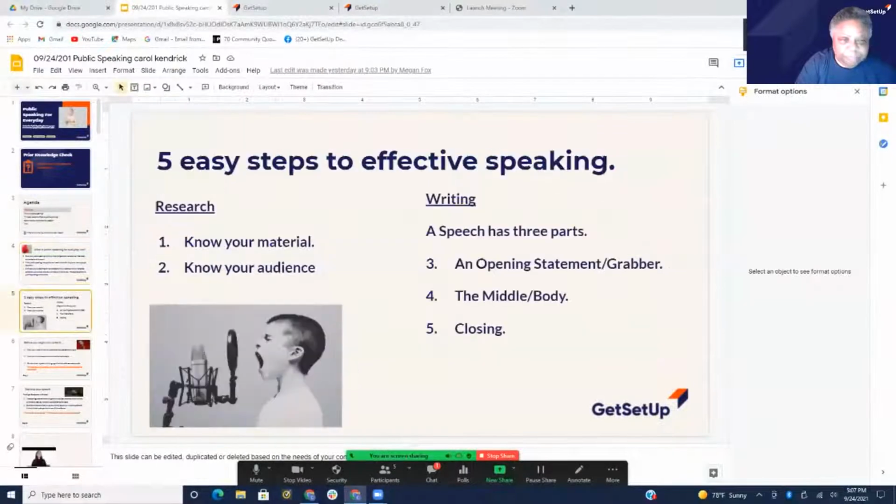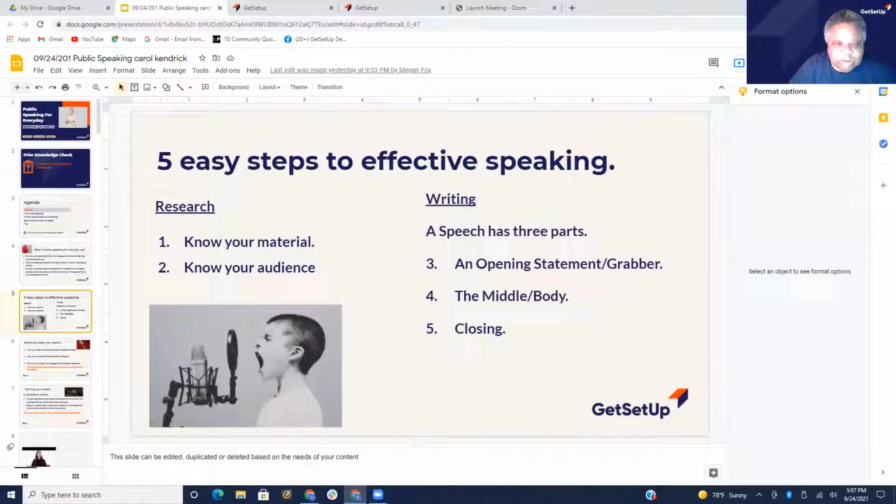Okay, let's go on. We're going to go on to the 5 simple steps. And these steps can be applied to any situation in which you have to speak. Number 1 is research, or know your material. Know what you're talking about is what that says. That's the most important thing, that you know your material and it will flow. Know your audience. You want to use words that your audience understands, words that are connected to your material.